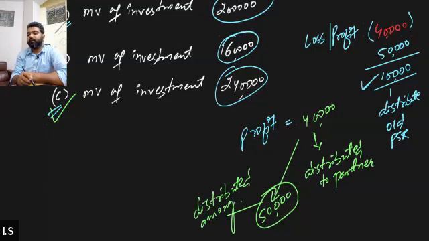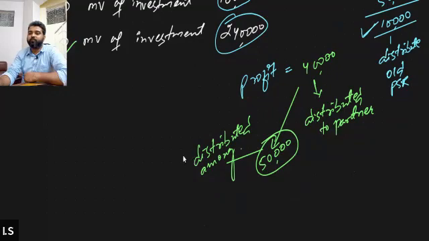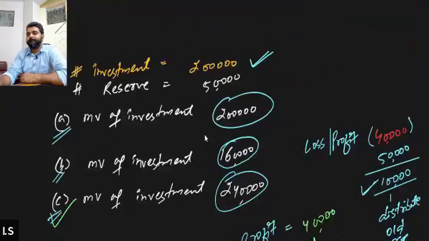The profit on increase in the value of the investment will also be distributed among the partners, and the amount of reserve which is not adjusted toward the loss of investment, such reserve will also be distributed among the partners. Got it, everyone? Is this clear? Yes, sir.